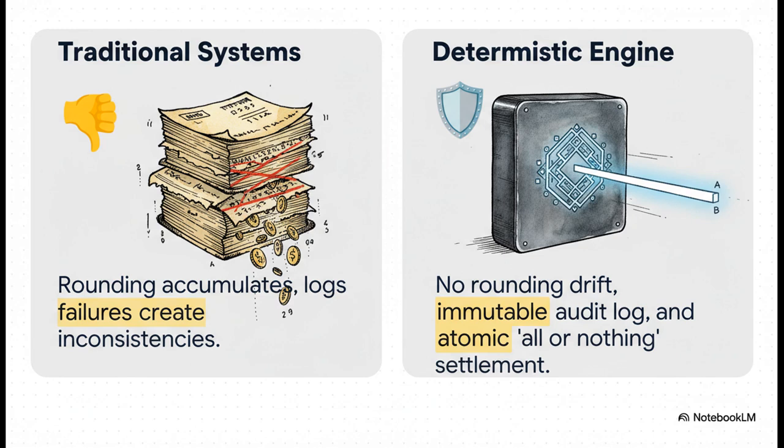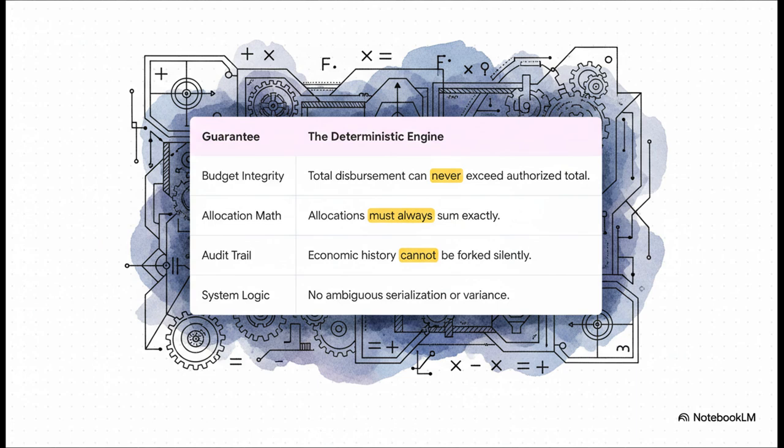And this really shows you the fundamental difference in reliability. In traditional systems, rounding errors pile up, logs can be messed with, but with this engine, there's absolutely no rounding drift. The audit log is set in stone. And settlements are atomic, which just means they're all or nothing. The transaction either goes through perfectly and completely, or it doesn't happen at all. There's no in between. And I want to stress this again. These aren't just goals or best practices. They are mathematically enforced guarantees.